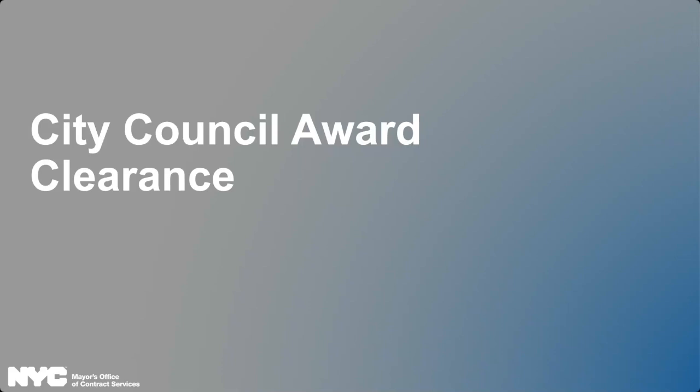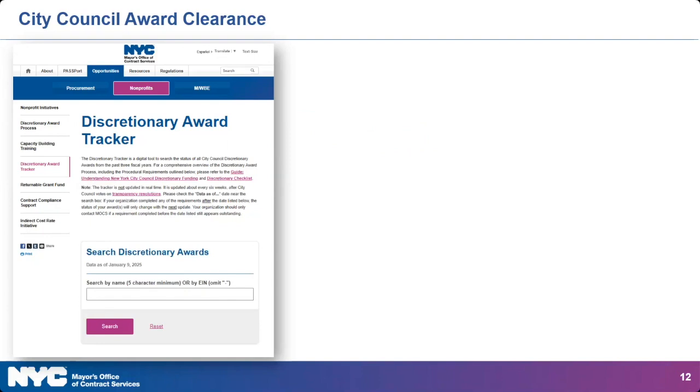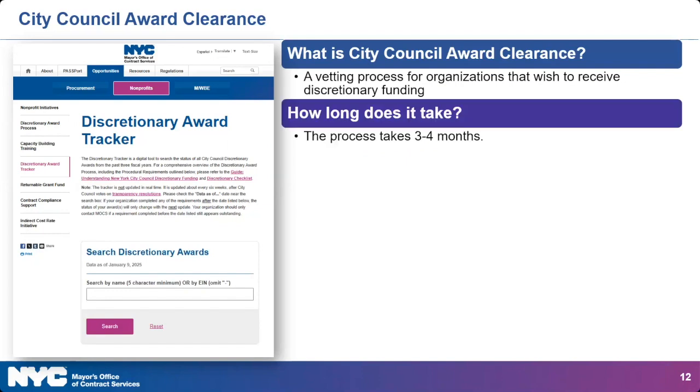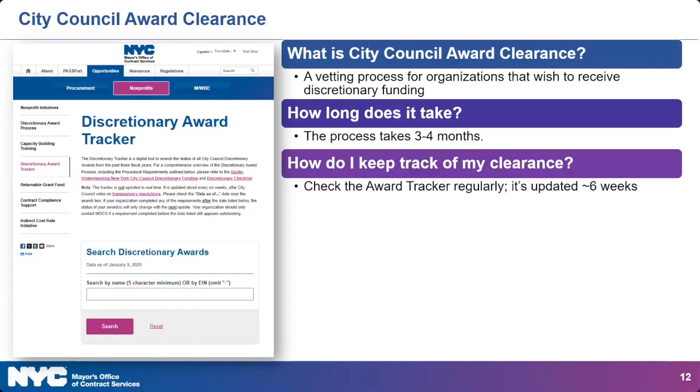Let's discuss the City Council award clearance. Let's talk about the basics. City Council award clearance is a thorough vetting process to assess integrity, compliance, and service delivery. This internal vetting process takes 3 to 4 months. Check the award tracker regularly to see if your organization has been cleared. It's updated roughly every 6 weeks.